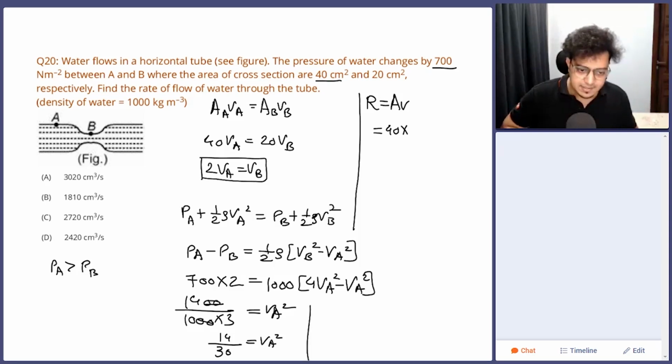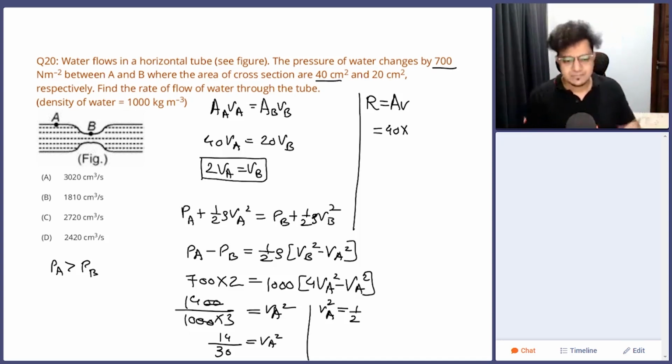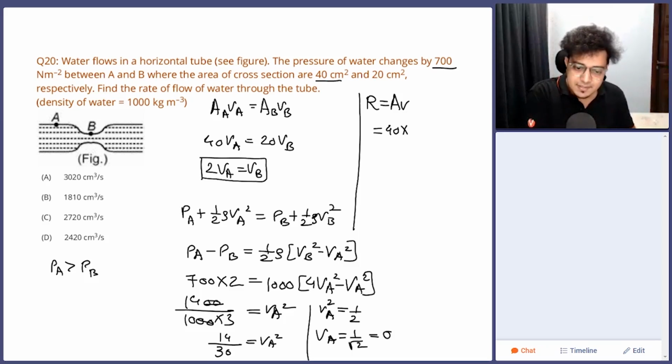Now, to ease the calculation, we can say VA square is approximately equal to half. Okay, 14 and 30, nearly half, right? So if I take VA, it will be 1 divided by root 2, and the 1 by root 2 value is a standard value. We should know it is 0.707. So this is approximate in meter per second.